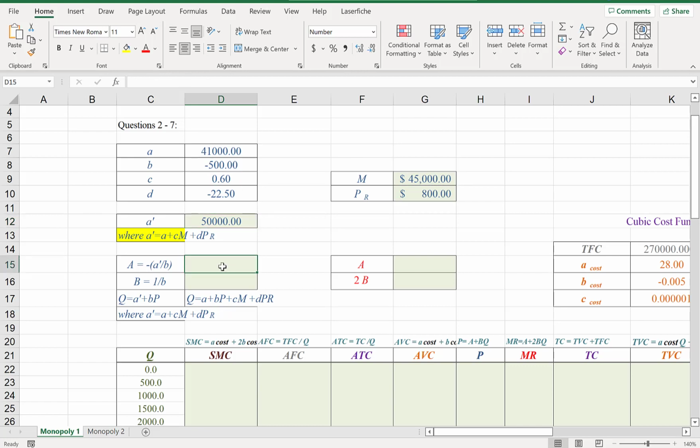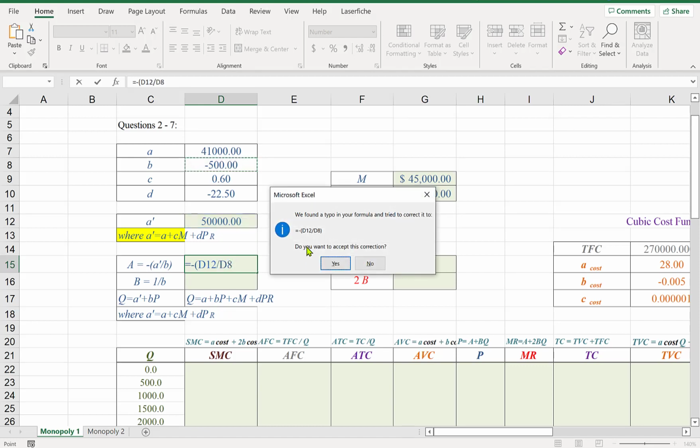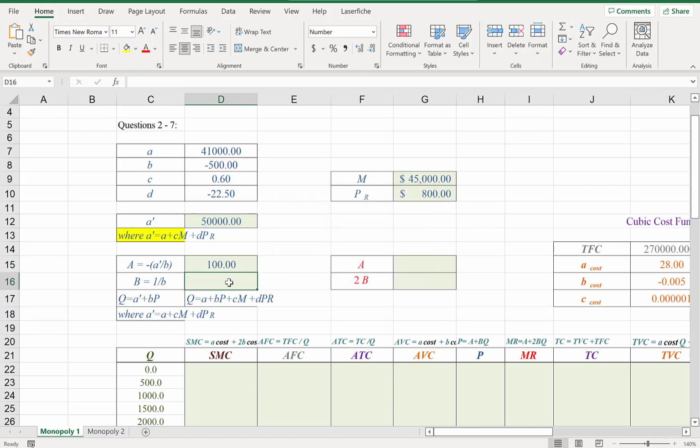All right, next step, I'm going to create capital A, which is negative. So I put equal sign, negative, open parentheses, A prime divided by B, which is negative 500. Yes. All right, so this is 100. And capital B is 1 over B. So it's going to be 1 divided by B. And we now created actually capital A and B. So I'm going to copy these here. Okay, so A, copy it.